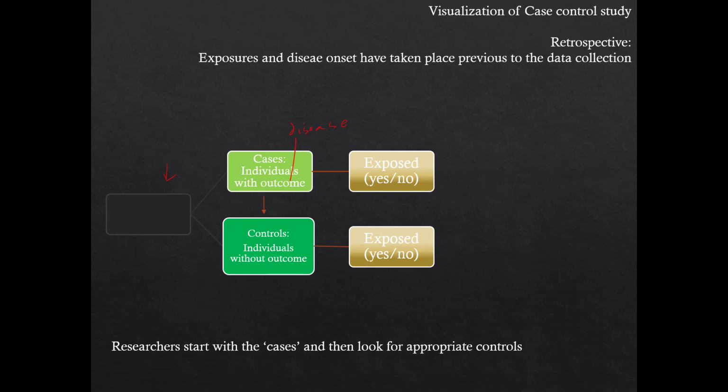We start with a group of cases who have the disease, and then this arrow here says we go and look for controls. So these are almost two separate data collection streams. Researchers start with the cases and look for appropriate controls. These controls have to somehow be similar to the cases. And then we measure exposure, and again, that could be through a survey, through direct measure, through medical records, and so on and so forth.